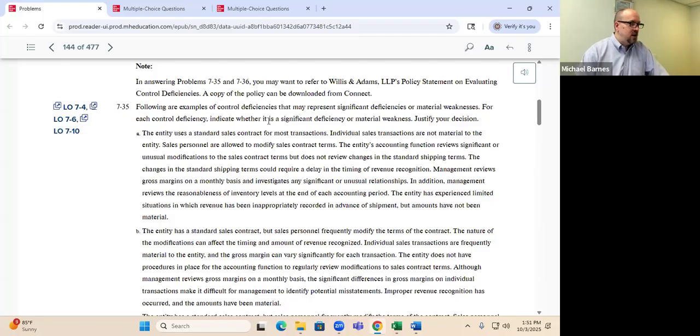So the entity uses a standard sales contract for most transactions. This is this 50% speed right here. Okay, I'm going to be talking at 50% speed, which for me is 200%. I'm going to go twice as fast as I normally do, and you're going to have to slow it way down.